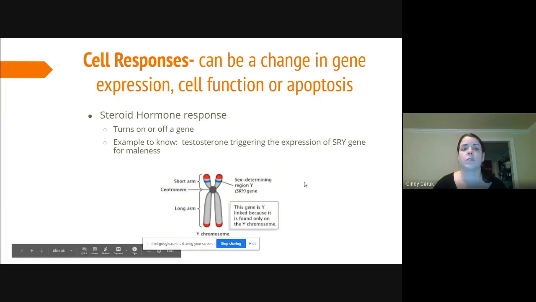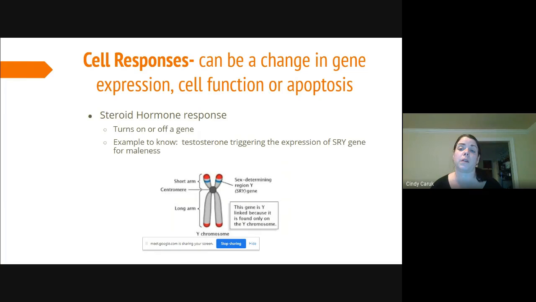Cell responses can be a change in gene expression or a cell function, or it can even be apoptosis. The steroid hormone response is usually going to be turning on or off a gene when it binds to its receptor, acting as a transcription factor. A good example is testosterone. It triggers the expression of the SRY gene for maleness.